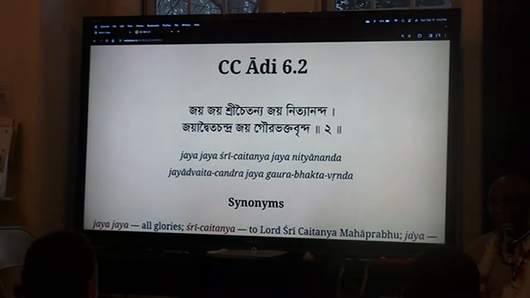Jaya Jaya Sri Chaitanya Jaya Nityananda Jaya Dvaita Chandra Jaya Gaurabhakta Vrinda.